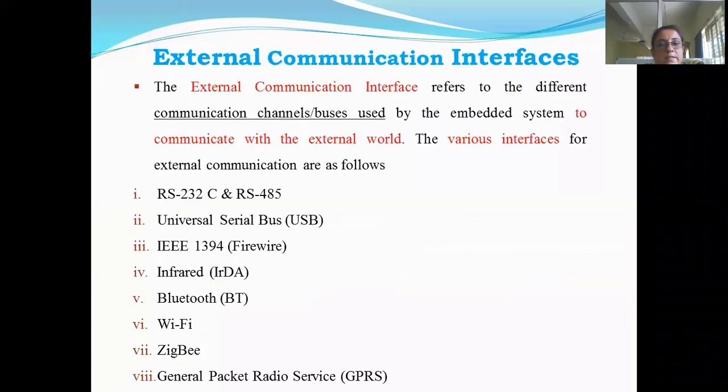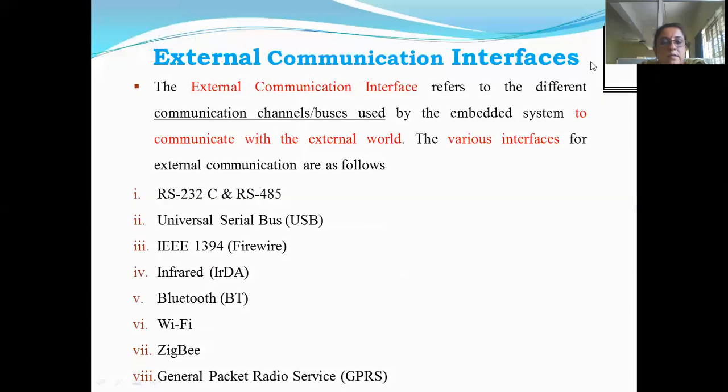So what are external communication interfaces? When you are designing an embedded system, some of the devices have to be connected externally. So which external communication interfaces are used in the embedded system? There are various interfaces for external communication.